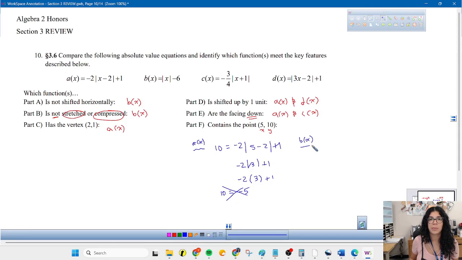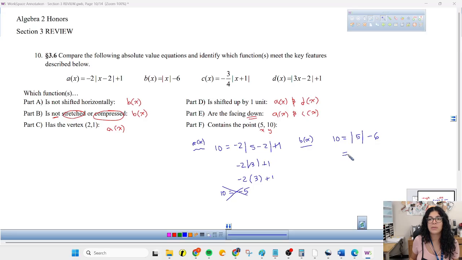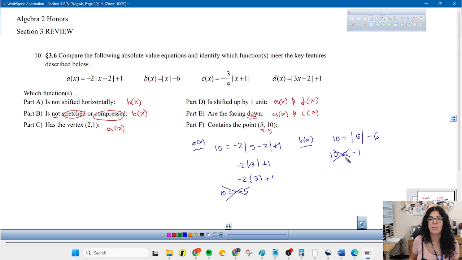Let's try b of x. Plugging in again, 10 for y and 5 for x. Is the absolute value of 5 minus 6 equal to 10? Well, the absolute value of 5 is 5. 5 minus 6 is -1. 10 does not equal -1. So b of x also does not contain that point. Let's move on to c of x. Does 10 equal -3/4 times the absolute value of 5 plus 1? Well, 5 plus 1 is 6. -3/4 times 6 is going to give me some number, but I know it's not 10. So that doesn't work either.